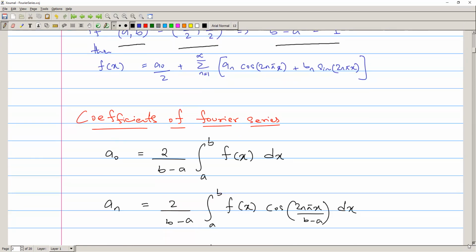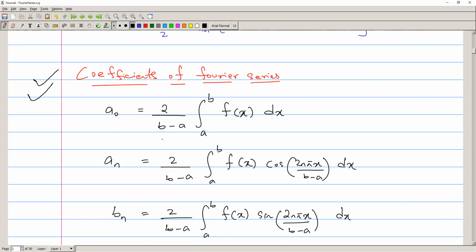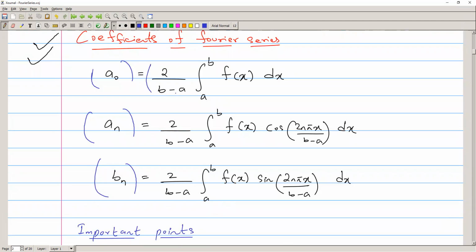It's not that difficult. Now we will talk about the coefficients of the Fourier series, very important. So coefficients are a naught, a n, b n, right? So how to find the coefficients? This is the formula for finding the coefficients. We are just integrating the function whenever a function of x is given in an interval a comma b. These are the formulas for the coefficients.